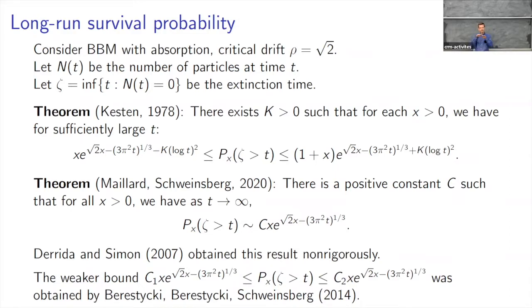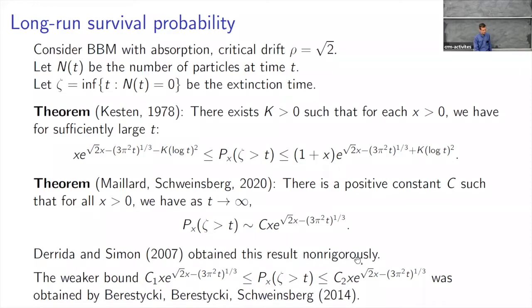And this result, like most of the results that I will state in the first half of this lecture, comes from joint work with Pascal Maillard. And this result says that if we start the process from one particle at x, then the probability that the process survives for at least time t is asymptotically some constant times x times e to the square root of 2x minus 3 pi squared t to the 1/3 power, where by this symbol here, I mean that the ratio of the two sides is tending to 1 as t goes to infinity.